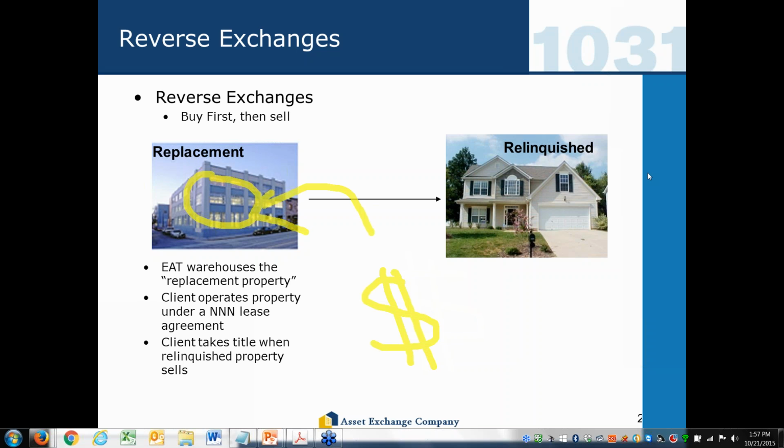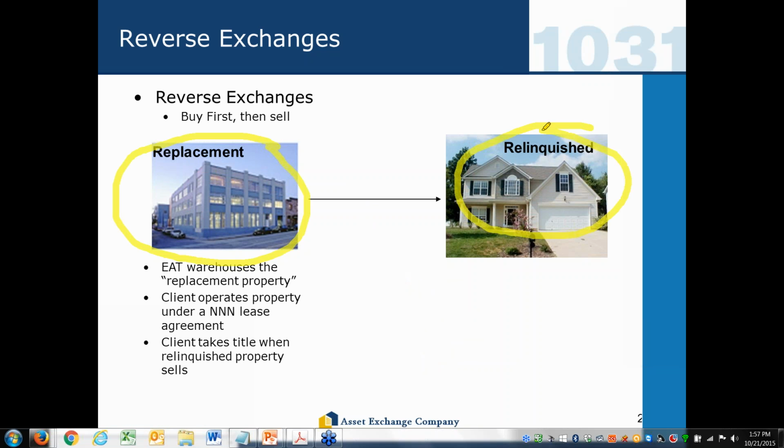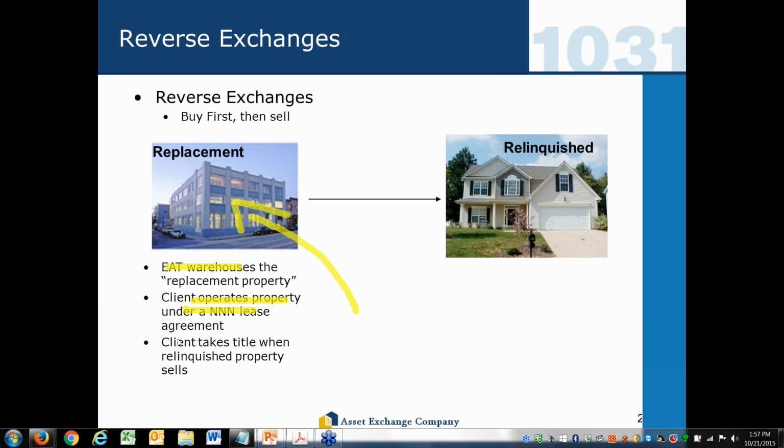And here's why. In a reverse exchange, you cannot own the new property and the old property at the same time. So in order to facilitate a reverse exchange, my company takes title to the new one. We become the owner of the new property. Now, we lease it right back to you, so you have all the burdens and benefits of the property, but we are the owner of record.